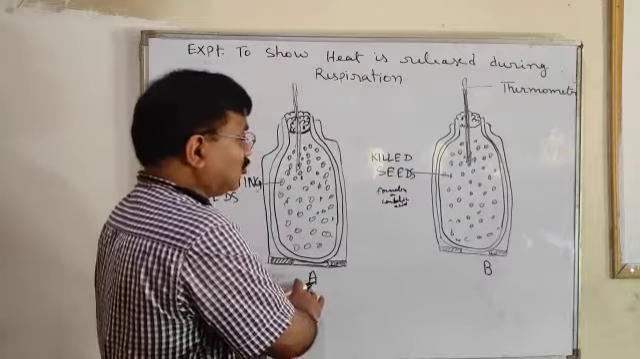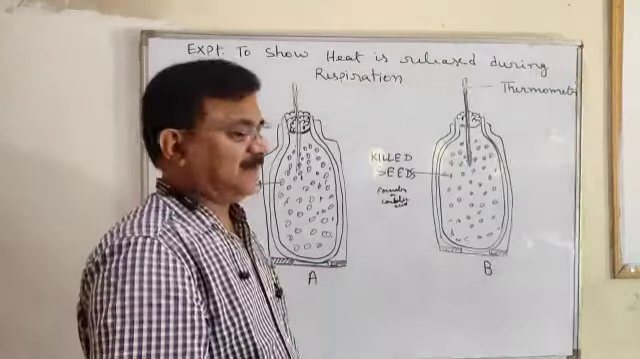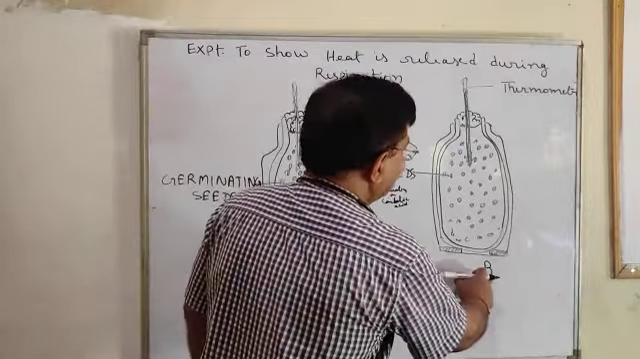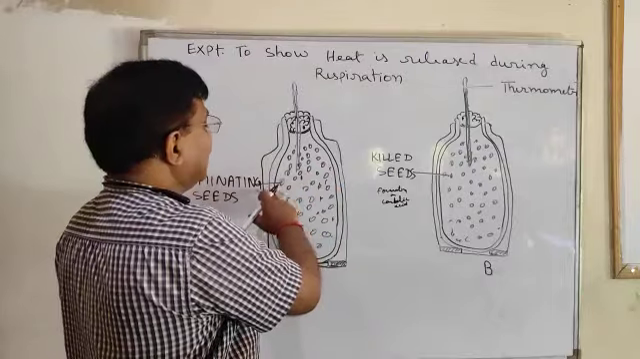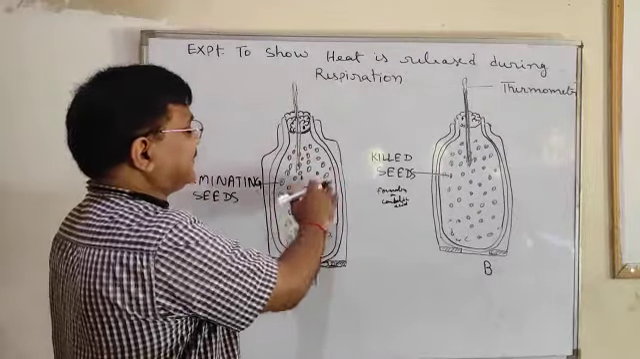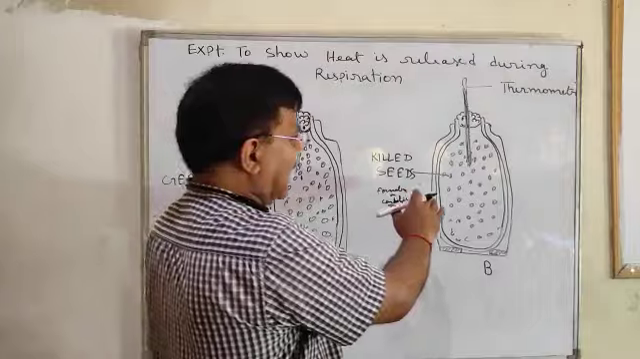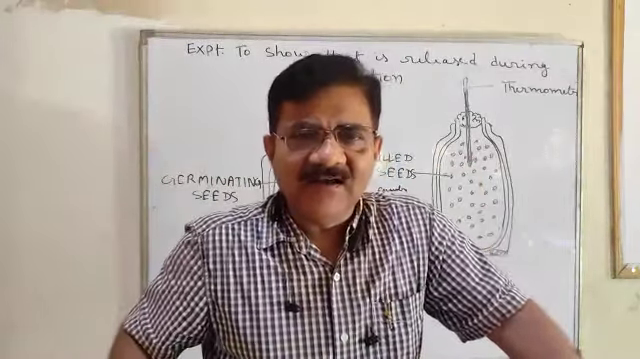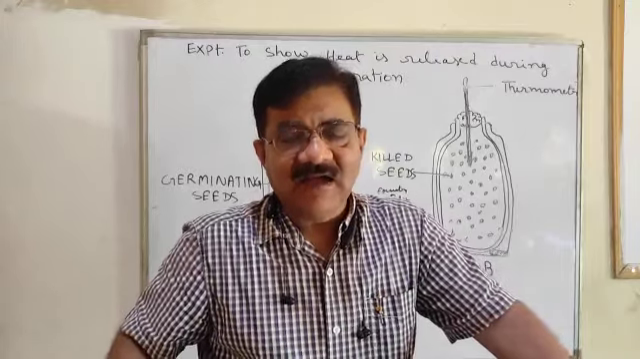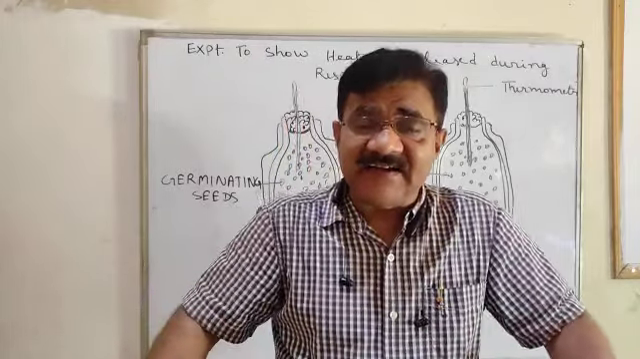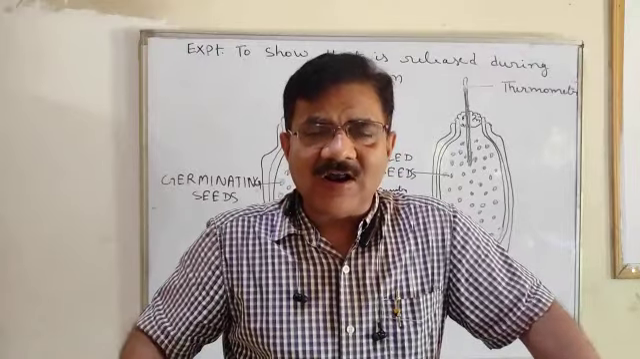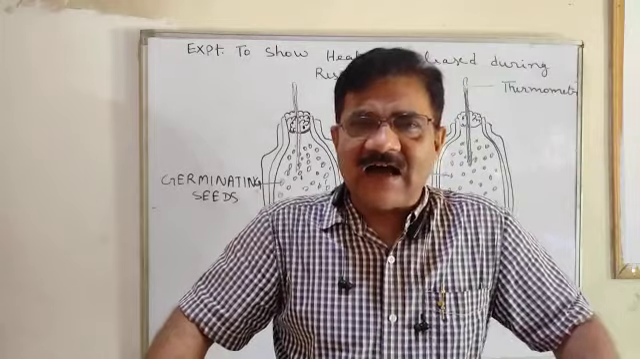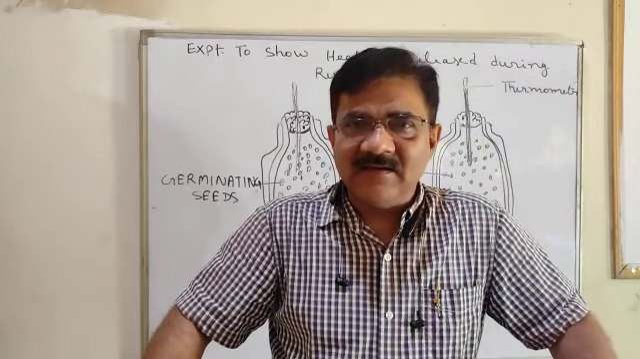See here, two thermoflasks we have taken, thermoflask A and thermoflask B. Here some germinating seeds are taken and here killed seeds are taken. Seeds are killed by boiling in water, and the seeds are treated with formalin or carbolic acid. Formalin and carbolic acid are the antibiotics.